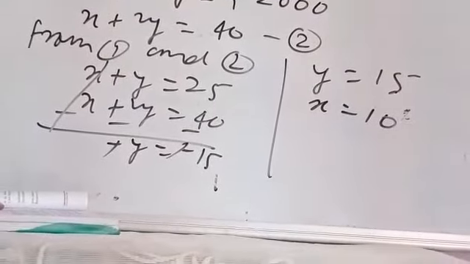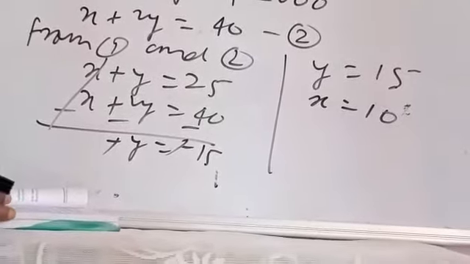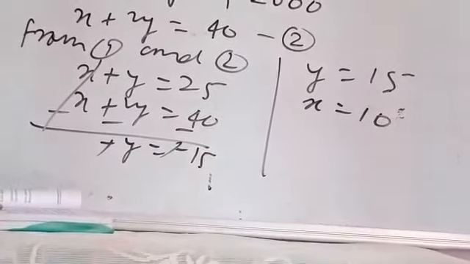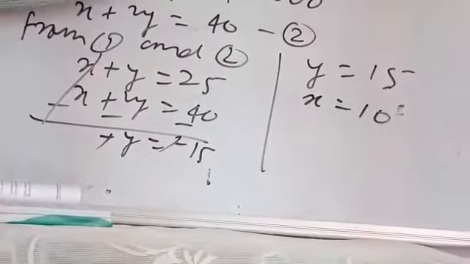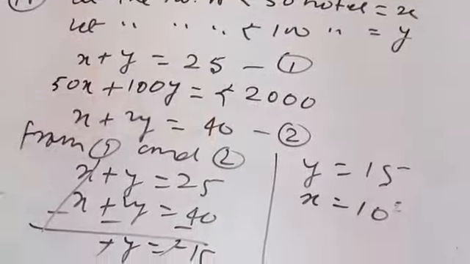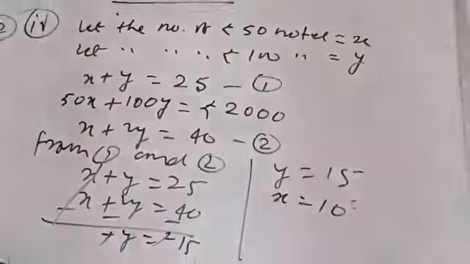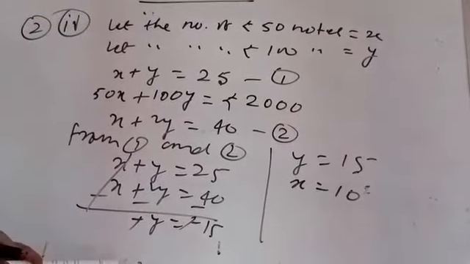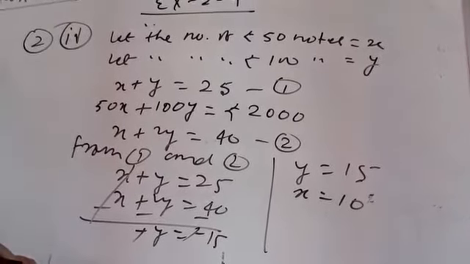x. So of 50 notes we will have 10 notes, and how many 100 notes will there be? 15. Now you can check: 10 notes means 500, and 1500. 1500 plus 500, how much is that? It is 2000. So we don't even need to look at the answer given at the back, and it can be said that we are completely right.